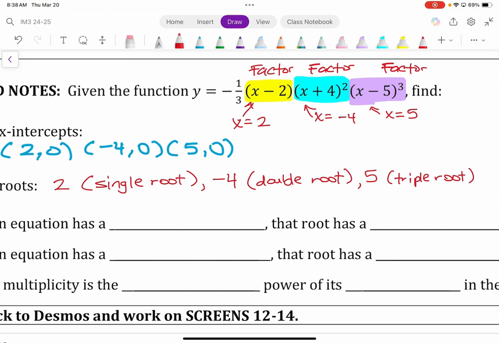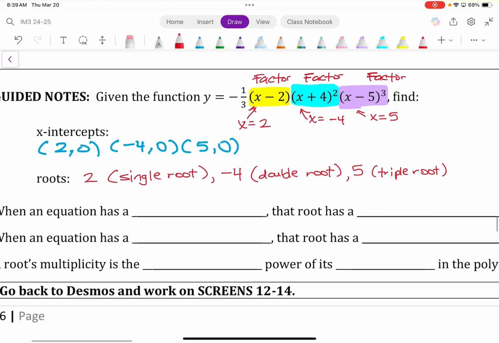Now, altogether, because we have a triple, double, and a single root, what should we expect the degree of this function to be? What is the degree of this function? 6. Very good. So 6 is correct. You take your triple and you add it with your double. 3 and 2 is 5. And then you add it with your remaining single. 5 and 1 is 6. Okay. So we would get a 6-degree polynomial.